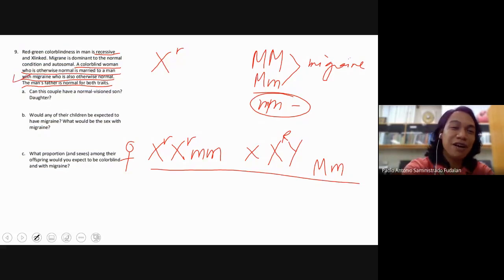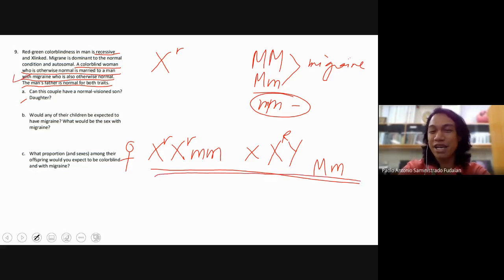And then you may now answer question A. Can this couple have a normal visioned son or a normal visioned daughter? I will not answer that one for you, but this is already going to bring you halfway through the item. Okay. So I left number 10. I will leave it undiscussed. So that's up to you, the one with the Z chromosomes. Okay, but I hope the discussion was helpful.